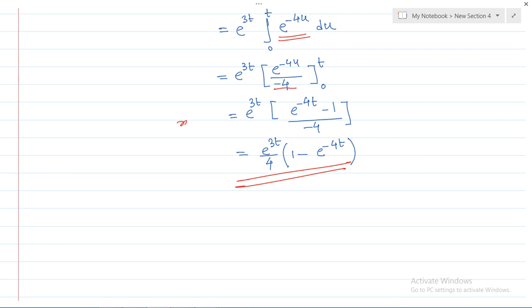So in the next lecture we are going to discuss finding the Laplace inverse using the partial fraction method, which will be more advantageous in comparison to the convolution theorem.